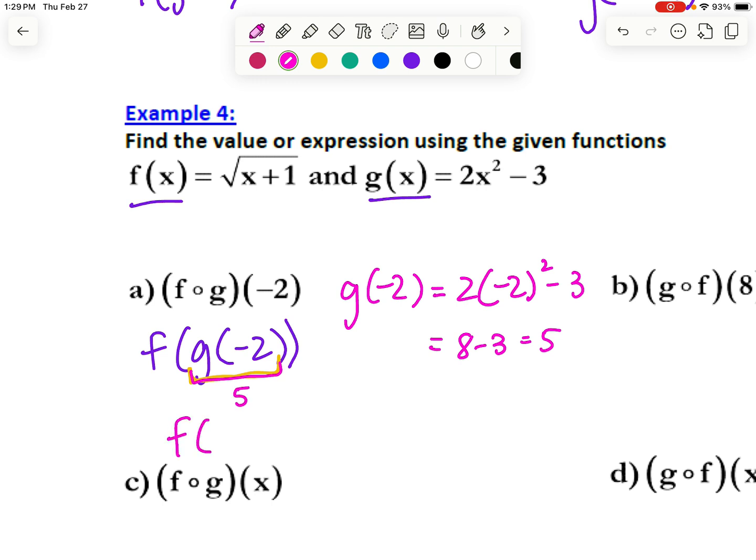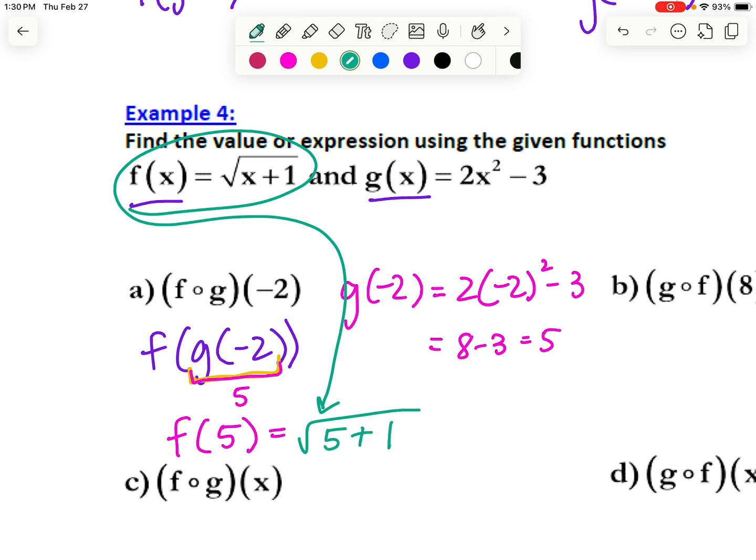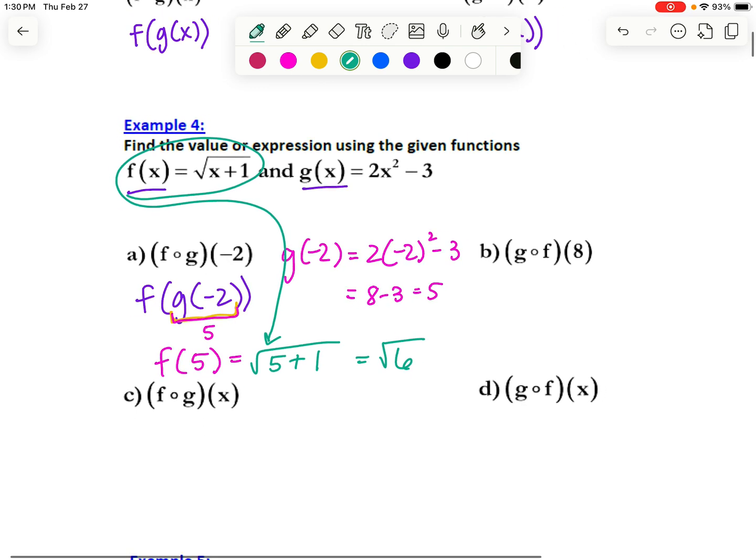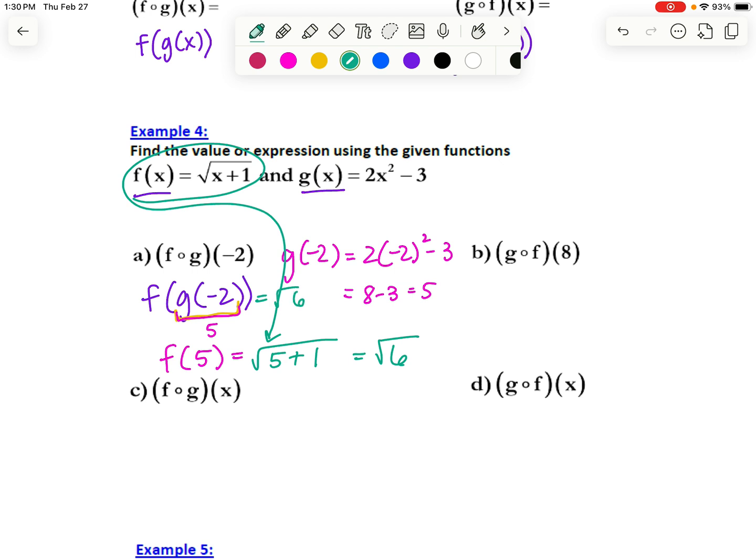So now the question is, what is f of 5? Okay, you go to f of x, which is right here. F of 5, instead of x, you put a 5. So final answer is square root of 6. Sorry for the bell. And there you go. So f of g of -2 is square root of 6, final answer.